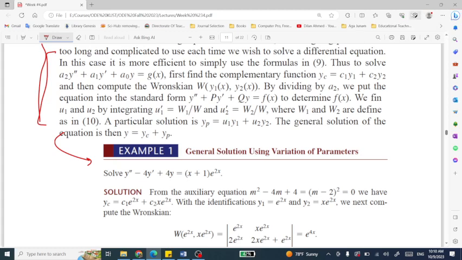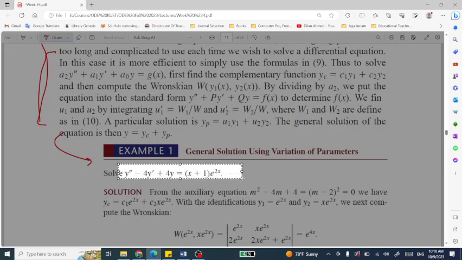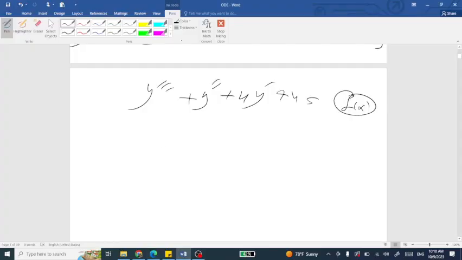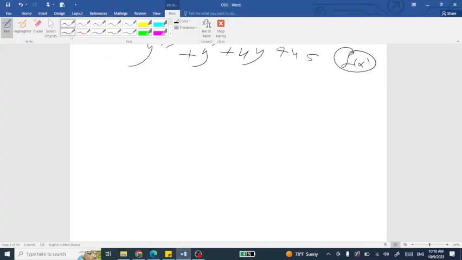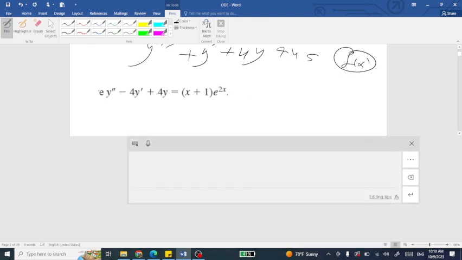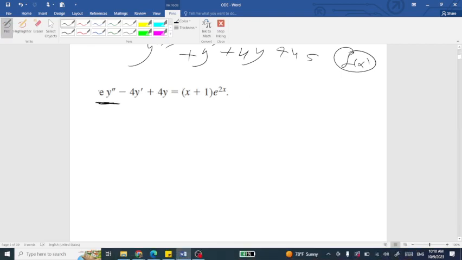So we are going to try to get the method that we are going to talk about today. Here you can see we have y double prime. What else? You have a non-homogeneous equation, right? It is not equal to 0. So how do we solve that one? You are going to use variation, or variation of parameters.